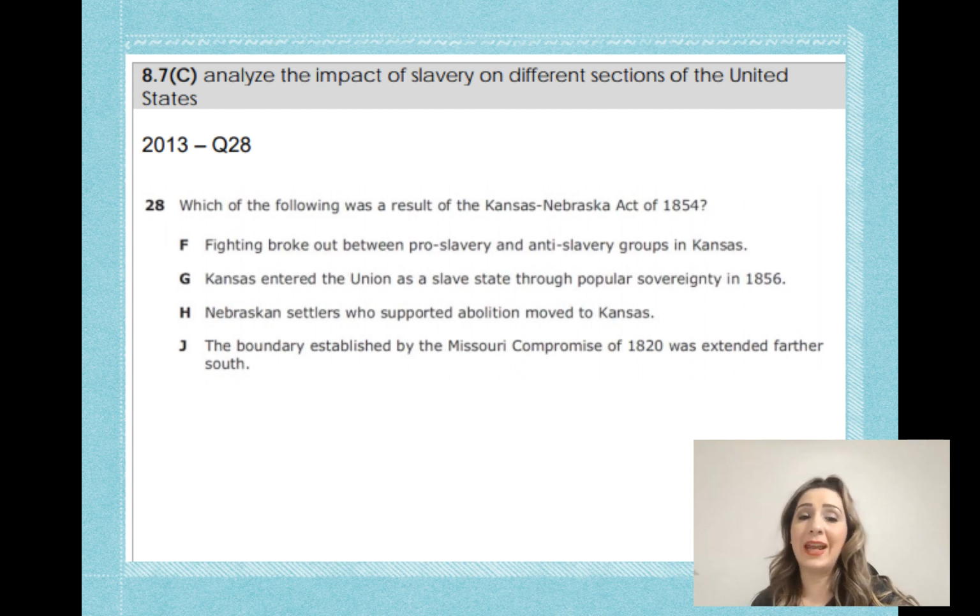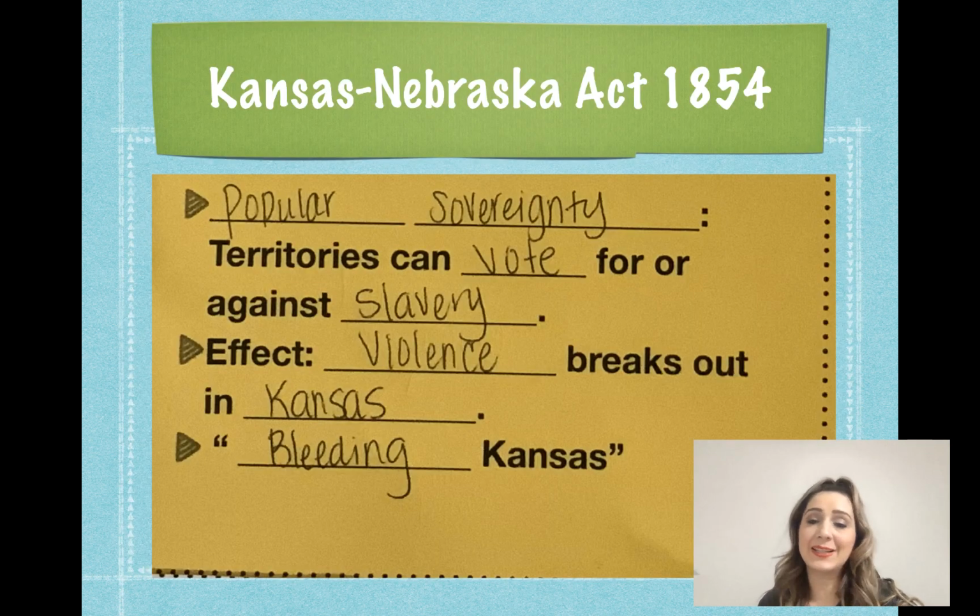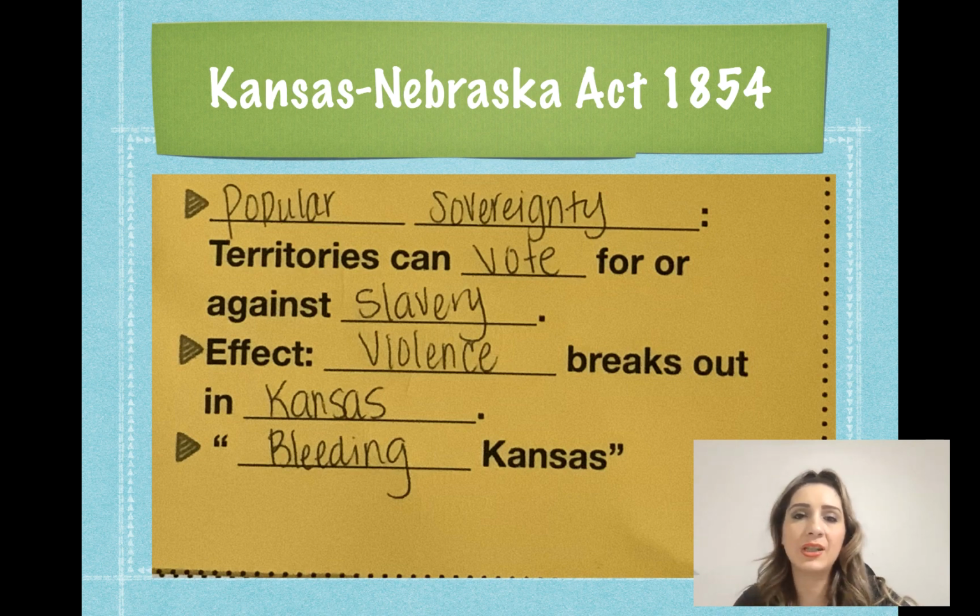I hope that you guys were able to answer F. Fighting broke out between pro-slavery and anti-slavery groups in Kansas, because just as we saw here, that was an effect of the Kansas-Nebraska Act. And I want you guys to keep in mind, every time they're questioning you on these compromises, it's more so about what effect it had, right? So just as we saw with the Missouri Compromise, the effect was that it temporarily relieved sectional tension. The Compromise of 1850 had some effects.